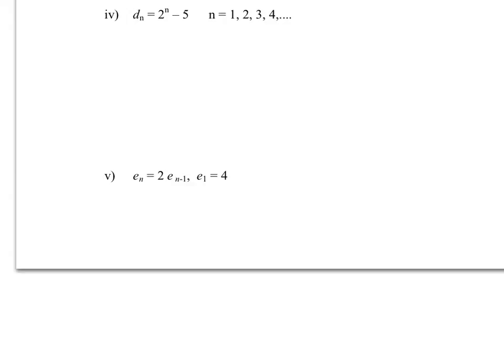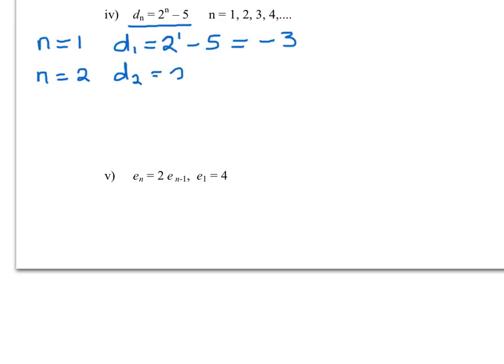Now let's look at part 4. dn is equal to 2 to the power of n minus 5. That's a formula definition, and it's for n equal to 1, 2, 3 and 4. So again we just start off, when the first term is when n is equal to 1, d1 is equal to 2 to the power of 1 minus 5, and 2 minus 5 is minus 3, so that's the first term. Continuing on, when n is equal to 2, we'll find that d2 is equal to 2 to the power of 2 minus 5. 2 2s are 4, minus 5 is minus 1.